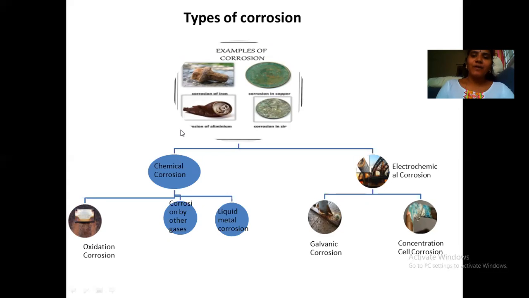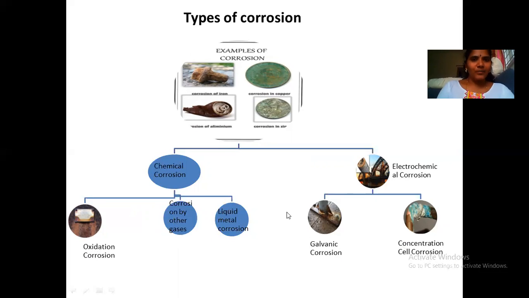Basically, we can classify them into two different categories based on the mechanism of corrosion. That is chemical corrosion and electrochemical corrosion. Chemical corrosion can be called dry corrosion. Electrochemical corrosion can be called wet corrosion. Chemical corrosion is further divided into different categories: oxidation corrosion, corrosion by other gases, and liquid metal corrosion. Even electrochemical corrosion may take place by two different mechanisms. Based on that, we can call them galvanic corrosion and concentration cell corrosion.